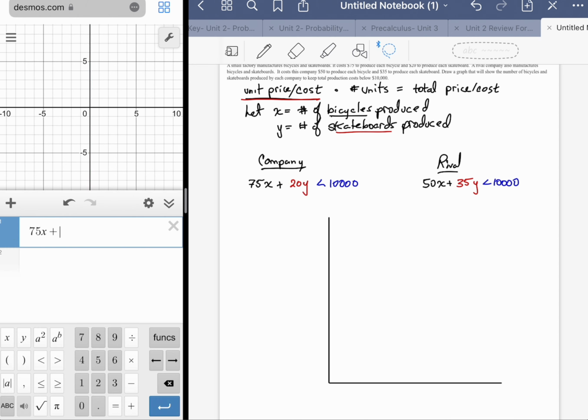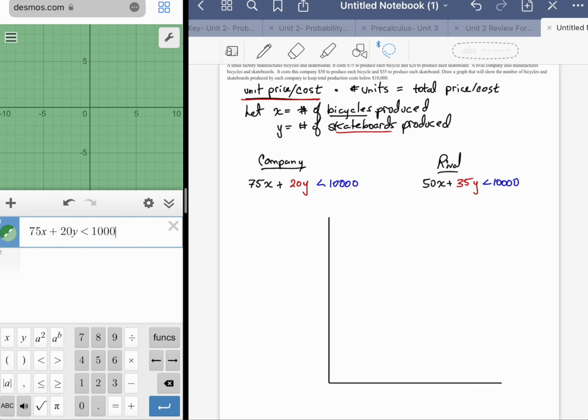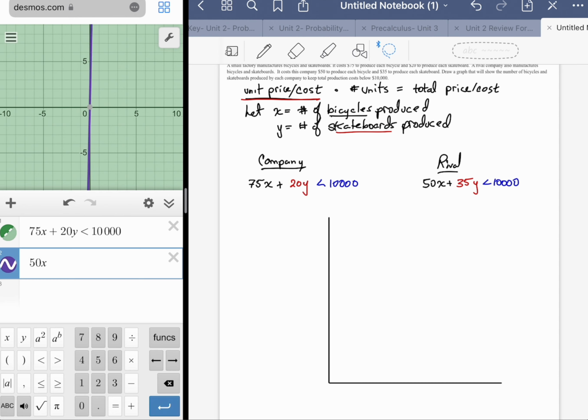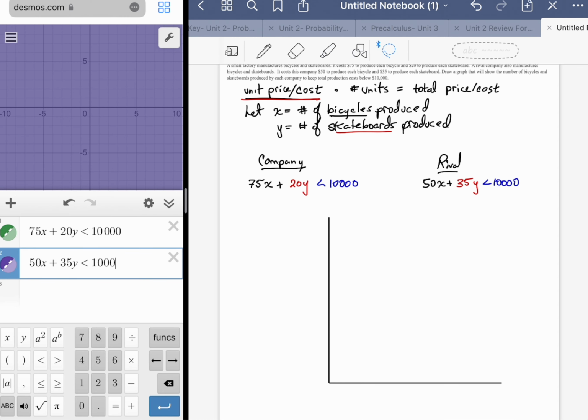75x plus 20y less than 10,000. We learned on Wednesday that we don't want to put a comma in there when we're doing like 10,000, 1,000, whatever. Don't put the comma in there. All right, that was something I didn't 100% know until I saw it happen. It was like, oh, okay, it thinks we're trying to put in coordinates, so just put in the real number and that's it. All right.